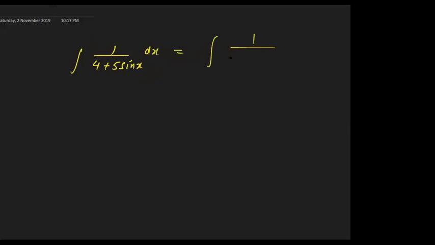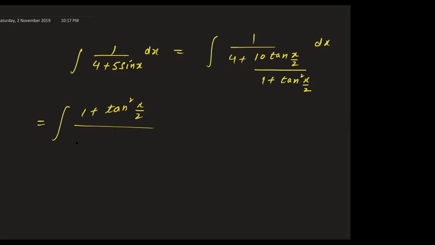तो हमारे पास क्या आ जाएगा 1 upon 4 plus. So here nothing but 5 into 2 tan of x by 2 will be there, and then divide by 1 plus tan square x by 2. Right? And dx is already there. We can divide and multiply by 1 plus tan square x by 2. So finally we'll have 1 plus tan square x by 2, and here we are having 4 plus 4 tan square x by 2 plus 10 tan of x by 2. And yes, we have dx.